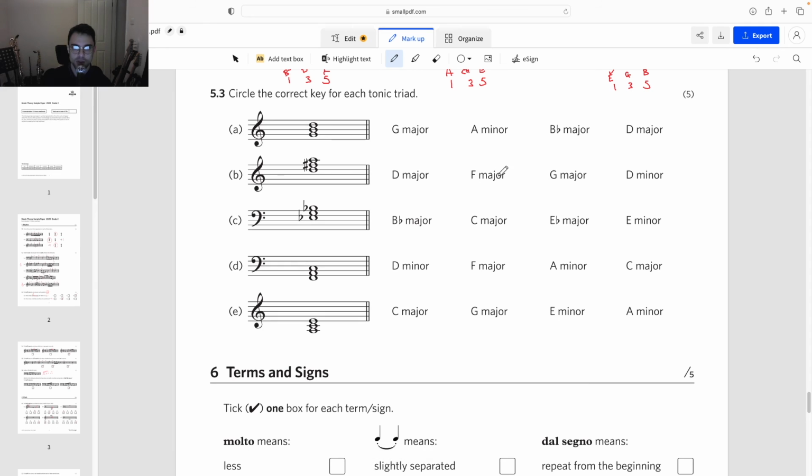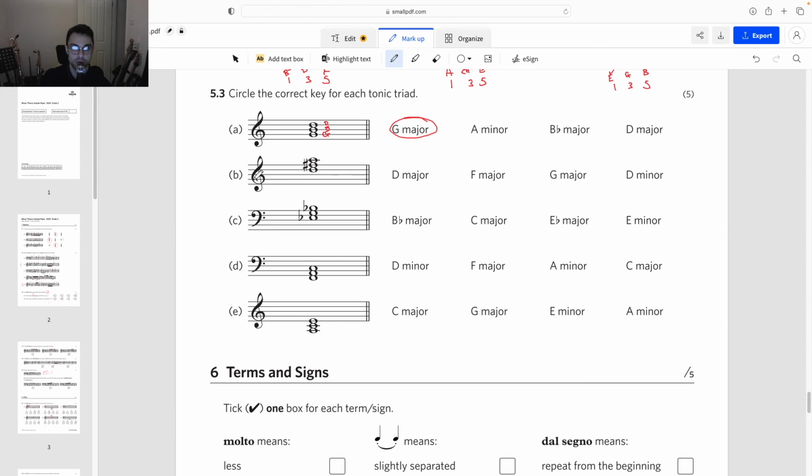All right, 5.3, circle the correct key for each tonic triad. Question A. We're in the treble clef. What are our notes here? G, B, and D. Well, that's the first, third, and fifth notes in the G major scale. That's a G major triad.